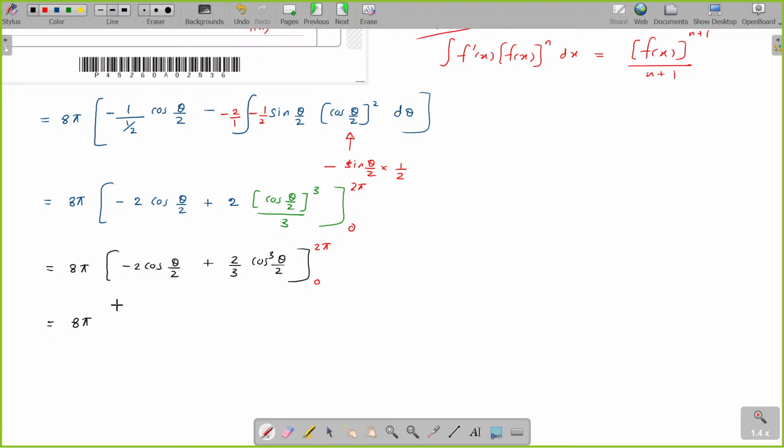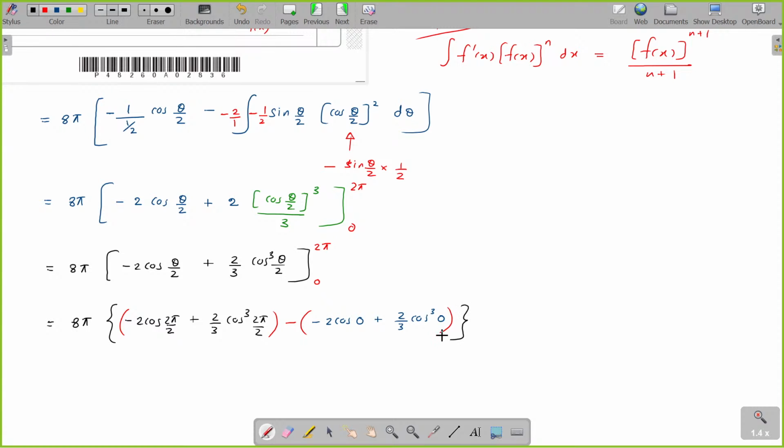Okay, let's simplify and let's substitute the values. Minus 2 cos 2 pi over 2. I just replaced theta with 2 pi, okay? Plus 2 over 3 cos cube 2 pi over 2. This is the first limit. Minus, let's go for the second limit. The second limit is you replace all the theta with 0. You get minus 2 cos 0. I'll just not bother to write the divide by 2, it's just going to be 0. Plus 2 over 3 cos cube 0. Isn't it?